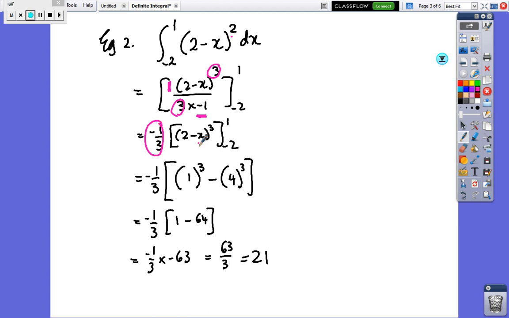So when I put in x equals 1, 2 minus 1 is 1, and when I put in minus 2, 2 minus minus 2 is 4. So 1 cubed is 1, 4 cubed is 64, so I get minus 63, but I'm multiplying by minus a third, so I get 63 over 3, which is 21. So the answer is just 21. Okay, copy that down. When you're ready, come to the next slide.